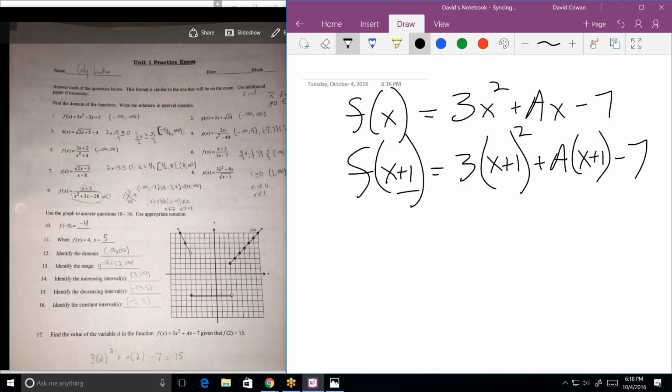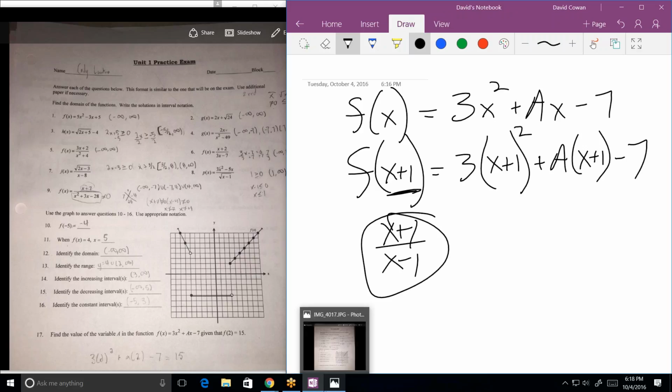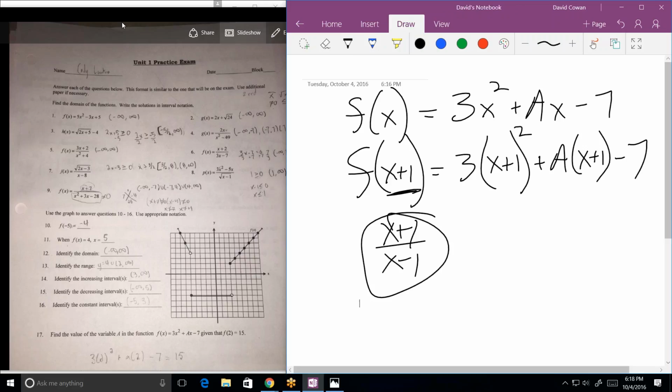No matter what is in the parentheses, whether it's a number or a variable or a complicated expression, even if it was x plus 1 over x minus 1, you plug that in wherever you see x. It's as straightforward as that. Okay. I get that now. Okay, and then on to the other sheet.